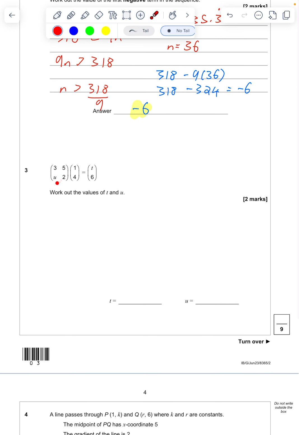We've got a matrix. Now, work out the values of t and u. So these two, you want to multiply out this matrix. Now you've got a 2 by 2 with a 2 by 1.